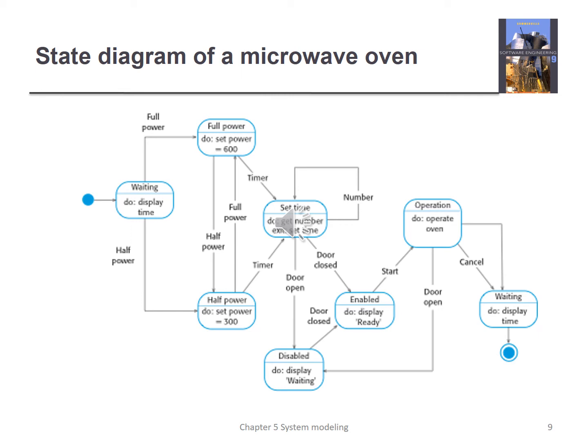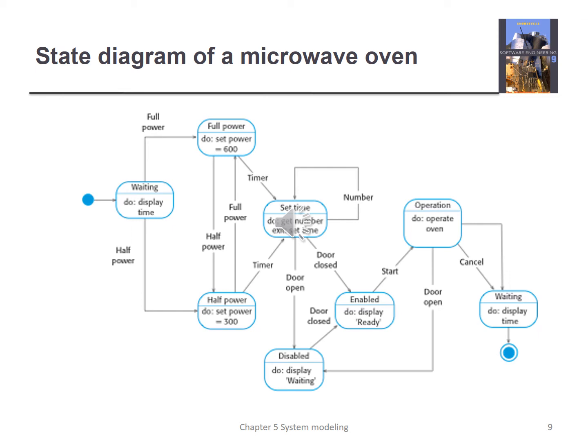If you want to start it and the door is closed, it will go to the enable state, which will let you go and start cooking. Otherwise, if it is open and the time is set, it's going to be disabled. So from disable, you have to close the door to enable it. You go from disable to enable, then after that, start.